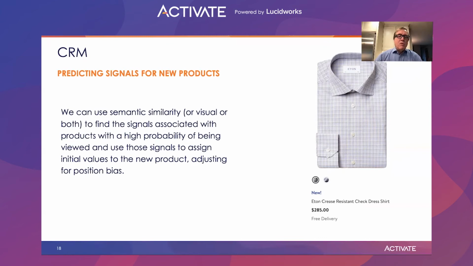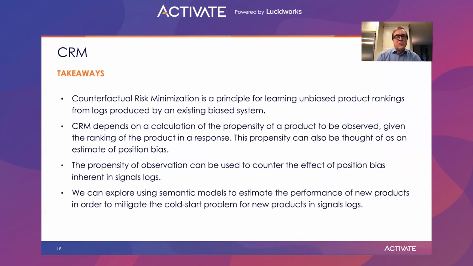And we can use the signals from the similar product that is observed often, or is represented on the first page often. And perhaps we weight those so that we're discounting those signals a little bit. But that's a way to give a start to this shirt so that it's not just buried on page 4 forever. So takeaways for counterfactuals.